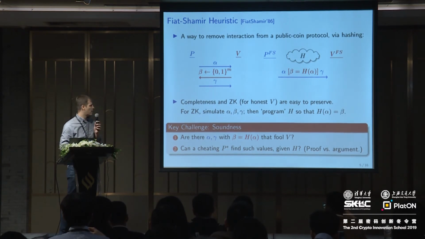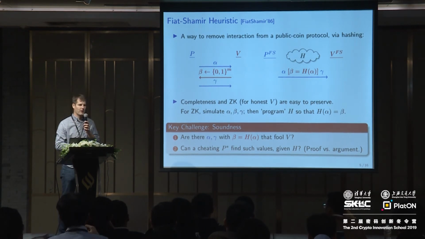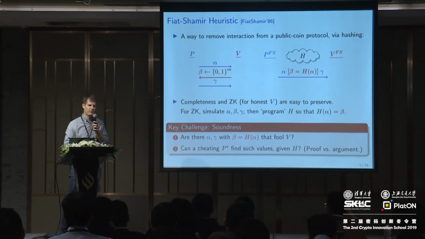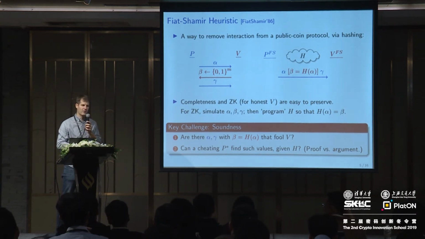Right, the question is, it seems like Fiat-Shamir could only give you an argument rather than a proof, because there might always exist alpha, beta, gamma that work here. It turns out we will be able to get a proof out of the Fiat-Shamir heuristic if we do it properly, which is a little bit counterintuitive. I agree. It's not clear how you could imagine a proof coming out of this.